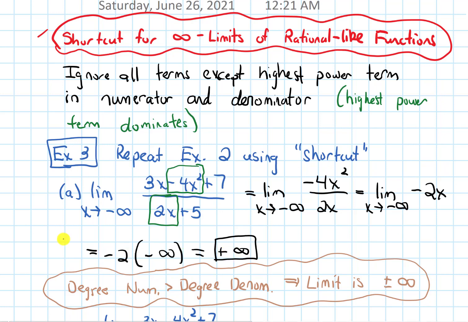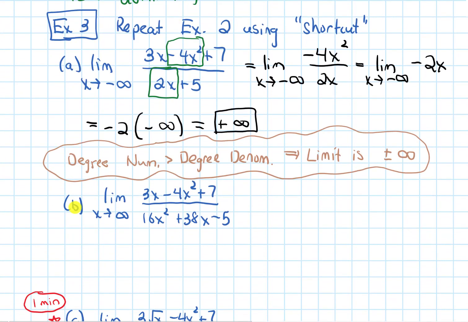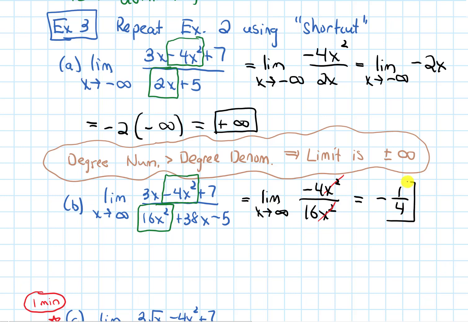All right, let's look at part B. So this is the next limit that we had seen before. All right, let's use this shortcut again. Highest power on the top is this negative 4x squared. On the bottom, it's the 16x squared. So keeping just those, we get the limit as x goes to infinity of negative 4x squared on the top over 16x squared on the bottom. The x squared and the x squared cancel, and I get negative 4 over 16, which simplifies to negative 1/4, and that's our answer.